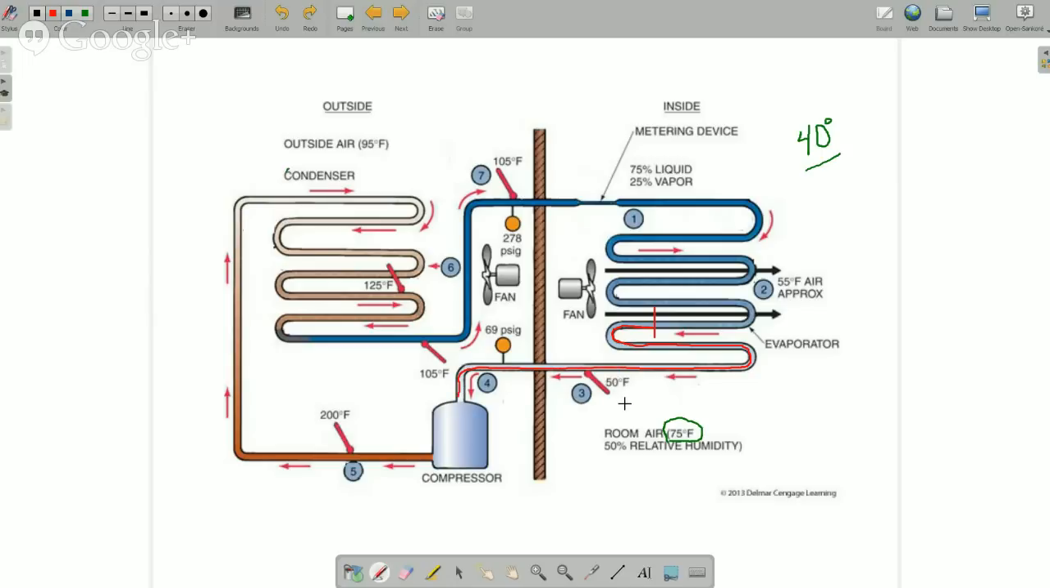And the reason that we want to pick up some additional heat is to make sure we have 100% vapor going back to the compressor, because it will damage the compressor if you have liquid flowing back to it over a period of time. So let's take a look at this.